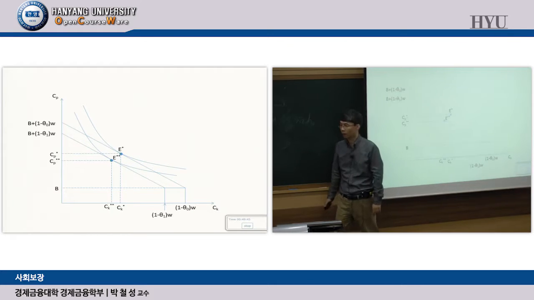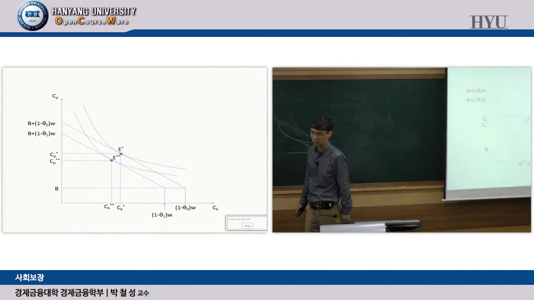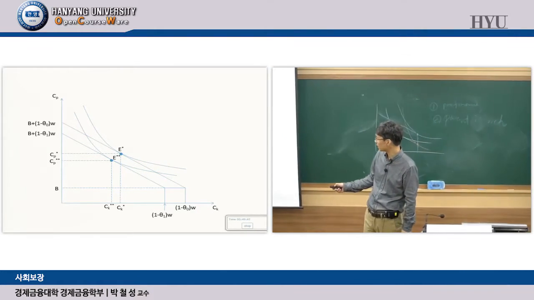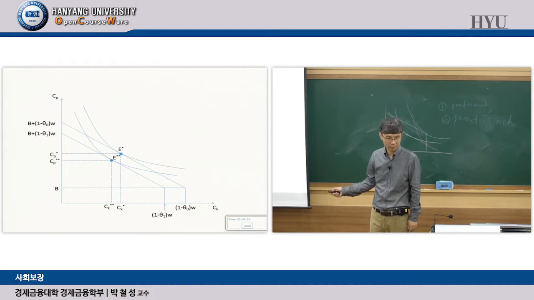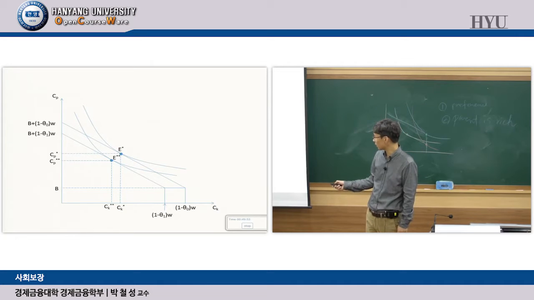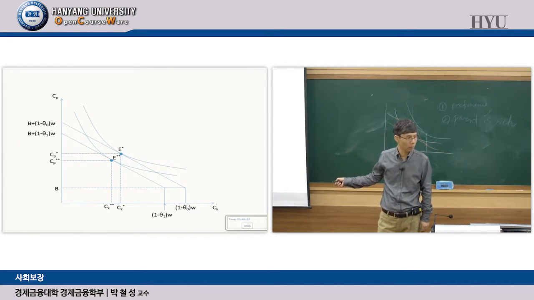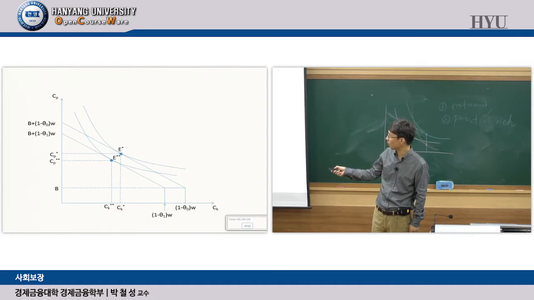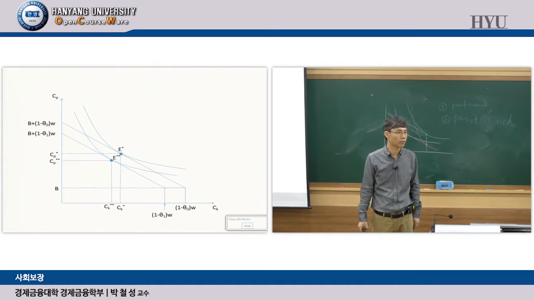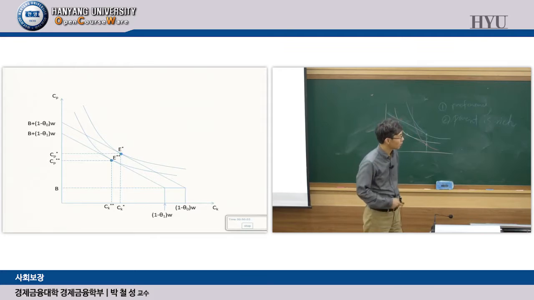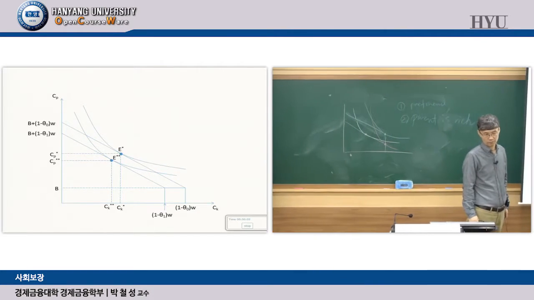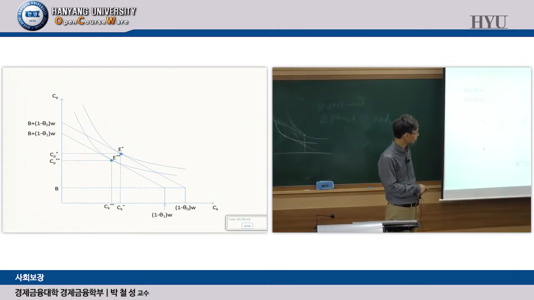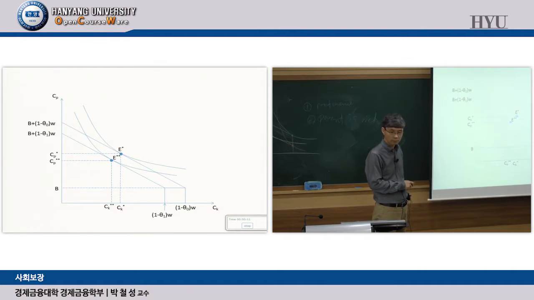E star becomes E2 star. So what does it mean? It means that the child will consume less. Okay? Understandable, because her disposable income got smaller. But at the same time, the parents' consumption will also decrease. Why? She will transfer less to their parents in total. Okay?